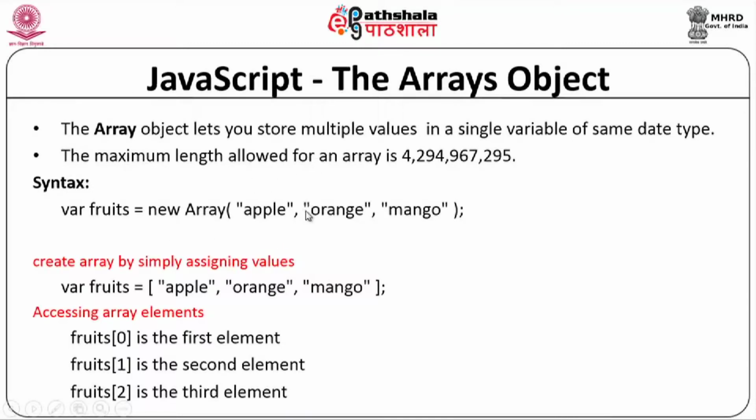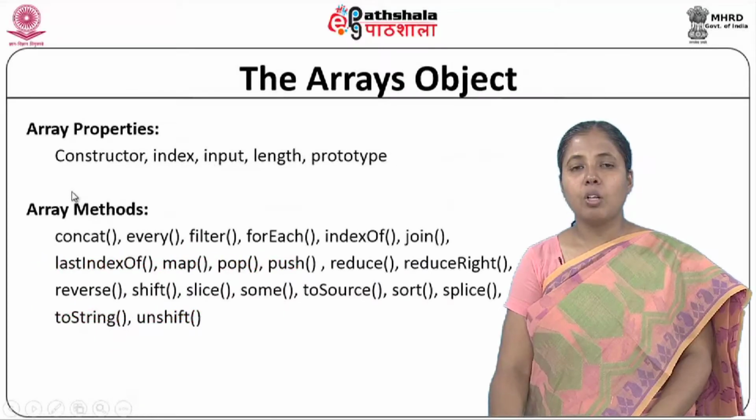Coming to the array objects, we have seen that arrays could be created in this way, and we can also simply assign values to an array and create it. So, when you assign values directly, you put them within the square brackets and you can assign the value. You can access the array elements like this. And these are the array properties, and some of the methods have been listed here.